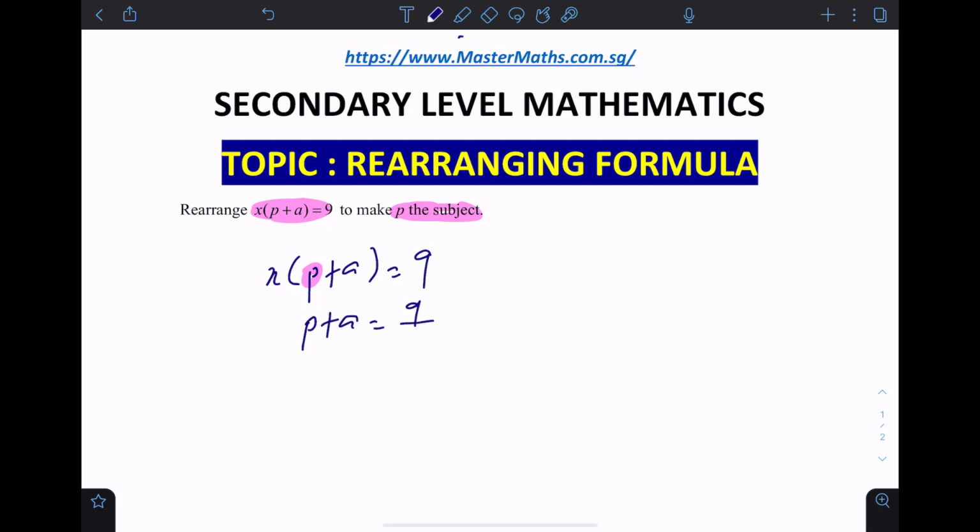So it becomes 9 over x. Okay, p + a is equal to 9 over x. And then you can kick the a out now because we only want p to be the subject. So p is 9 over x minus a over 1.